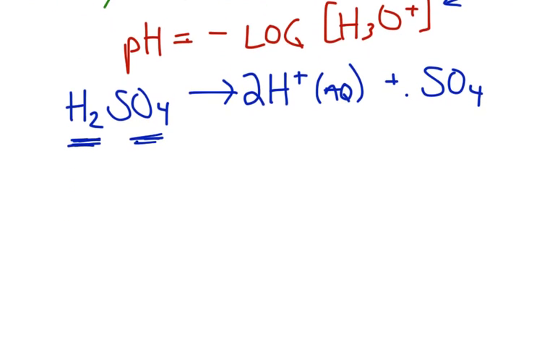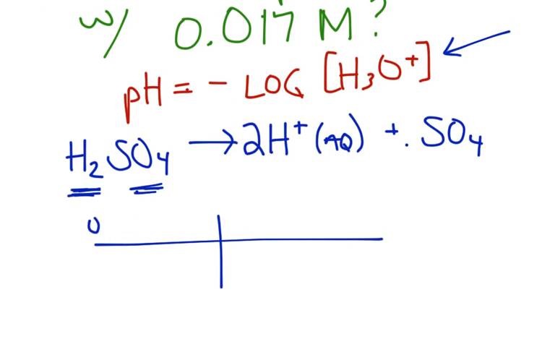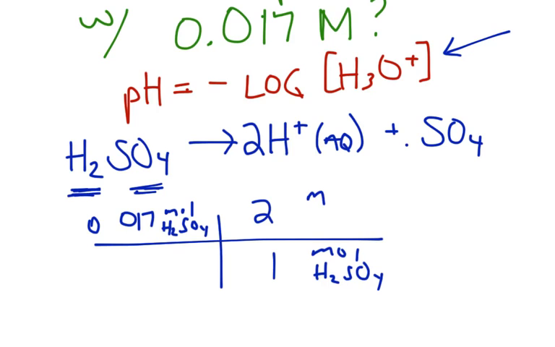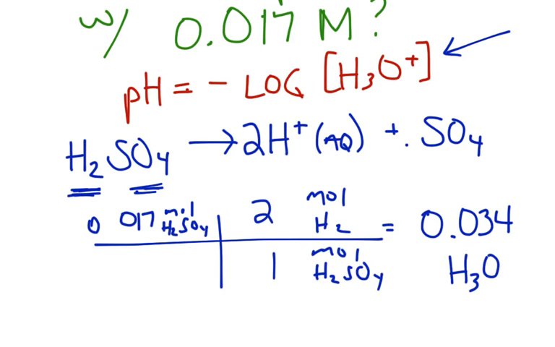Then my second step that I have to do is a quick little mole conversion. If I have 0.017 moles of my H2SO4, and I know for every mole of H2SO4, I get 2 moles of hydrogen, then that tells me that I have a concentration of hydronium that is 0.017 times 2, so that gives me a 0.034. That is my hydronium concentration. Again, you got to remember this H3O plus and this H plus are the same thing. Okay, sorry, I made that look confusing. Let me get rid of that 2 for you.